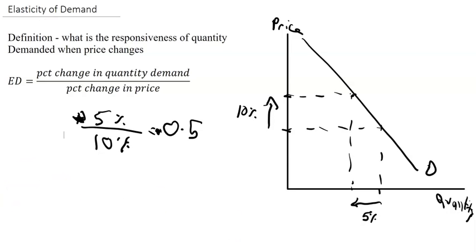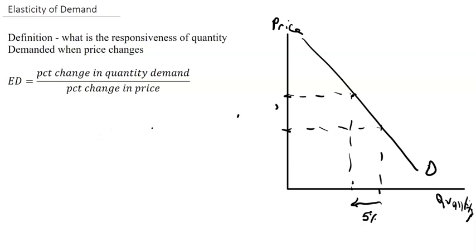Now let's look at an example to see exactly how we would calculate elasticity. Let's say we use the same graph here. Let's say price went up from $5 to $10. At $5, my quantity demanded was 50. And then at $10, my quantity demanded fell to 30. So what is the elasticity of demand in this case?